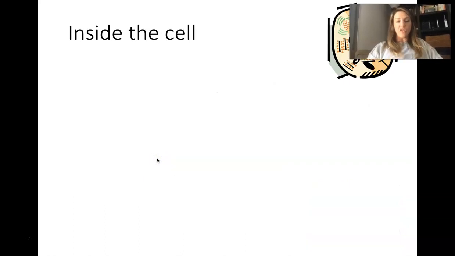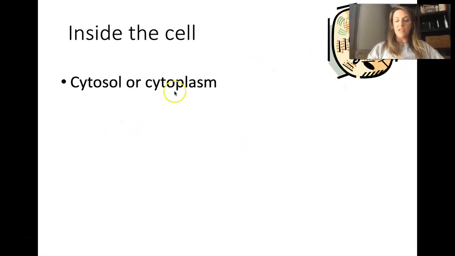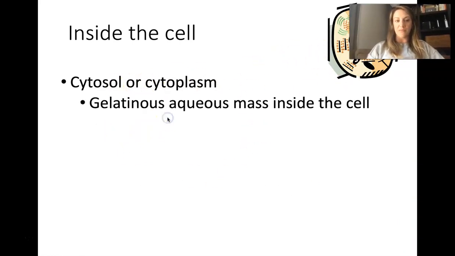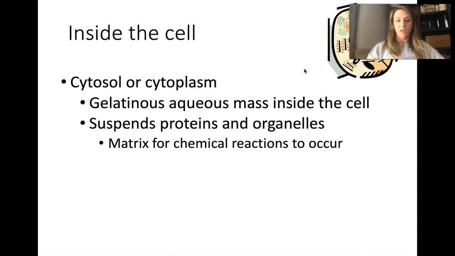Okay, so getting started with chapter 3, inside the cell. Inside our cells, we have a liquid component, the cytosol, or called the cytoplasm. And this is a gelatinous aqueous mass inside the cell. And it's not just water. Right? It has suspended proteins and organelles, the little organ-like structures inside the cell that have a specific function. It also acts as a matrix for chemical reactions to occur. So we're going to talk a lot about these chemical reactions this semester. We're going to talk about metabolism, cell metabolism, and some of the reactions occurring inside cells.